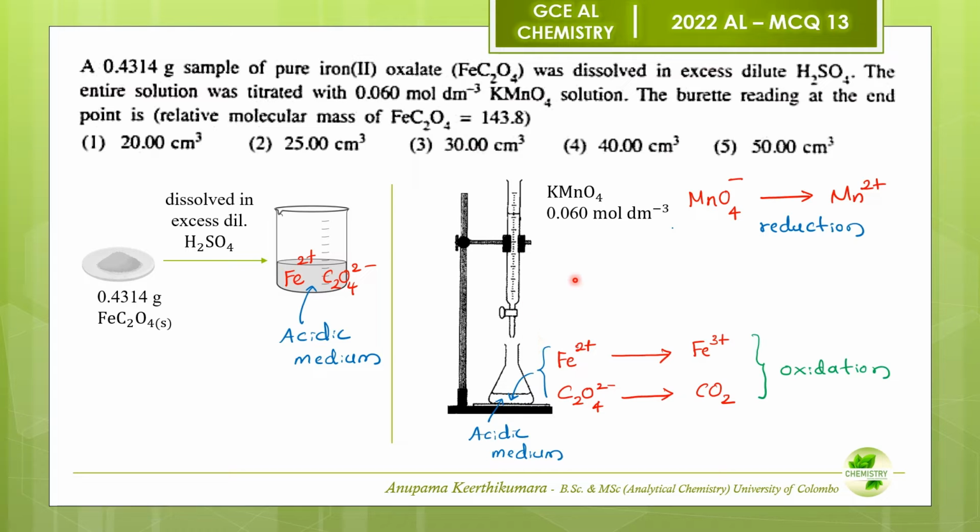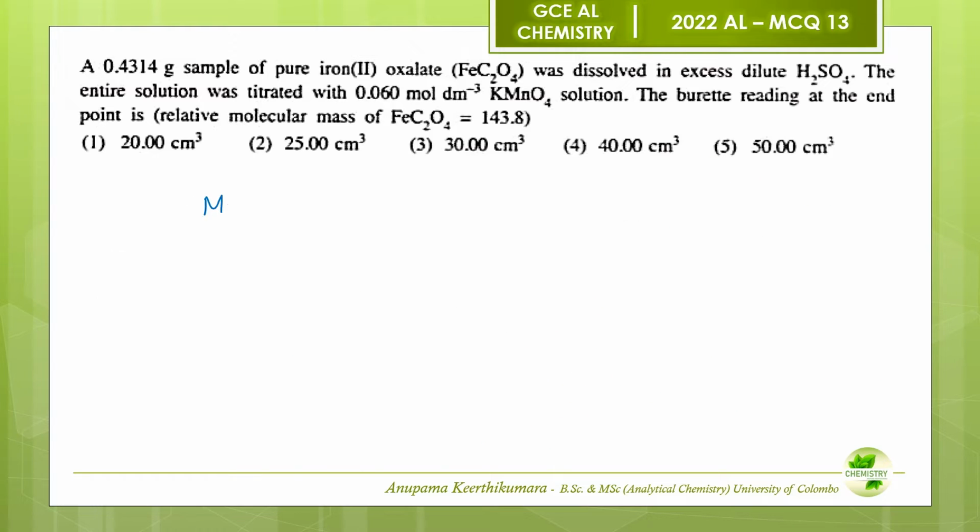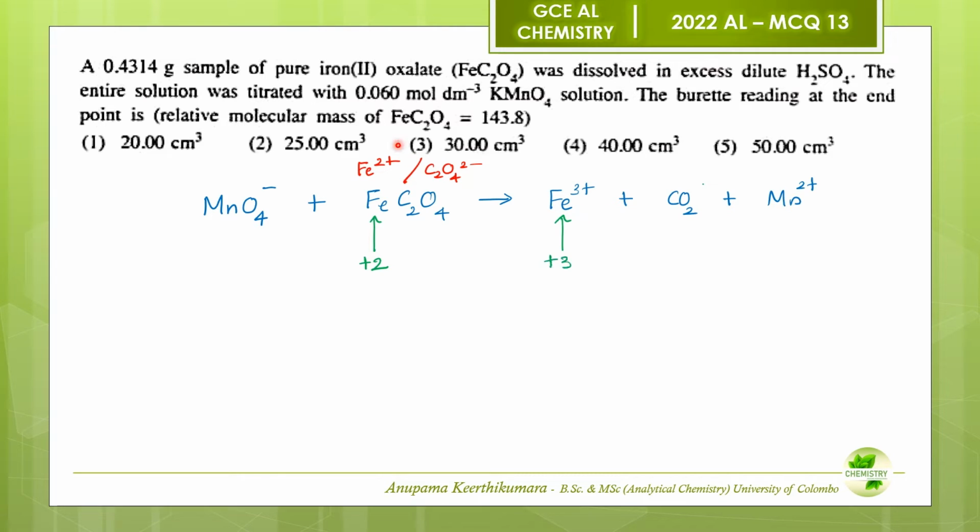Now we will write the balanced ionic equation for the reaction between iron(II) oxalate and permanganate ions. Oxidation state of iron in iron oxalate is +2. The oxidation state of iron in Fe3+ is +3. When Fe2+ ions oxidize to Fe3+ ions, the oxidation state changes from +2 to +3. Therefore, this change involves just one electron.